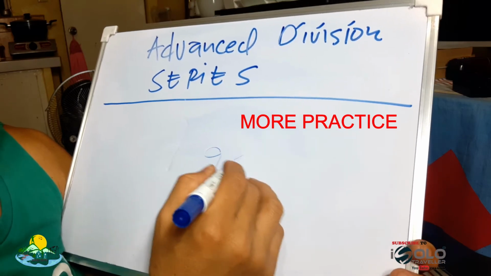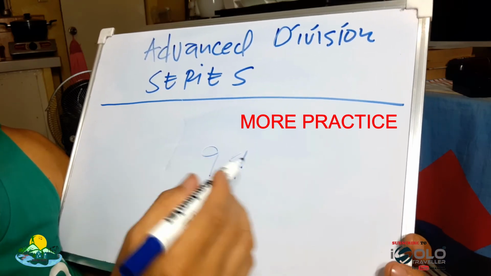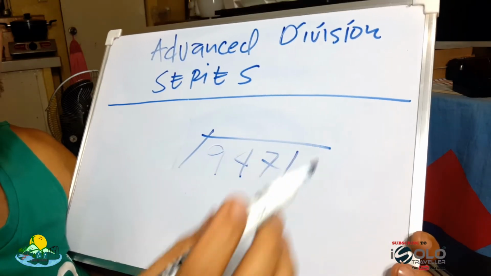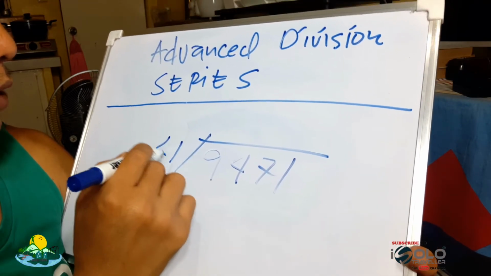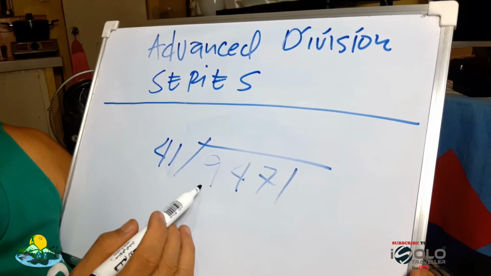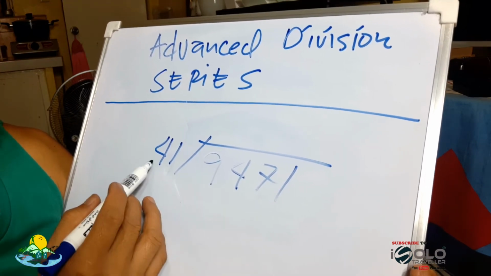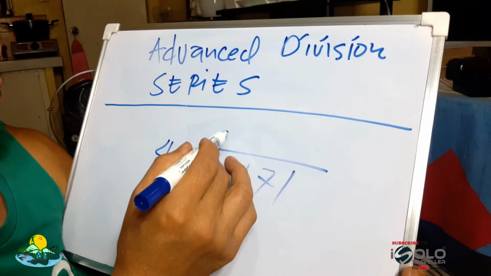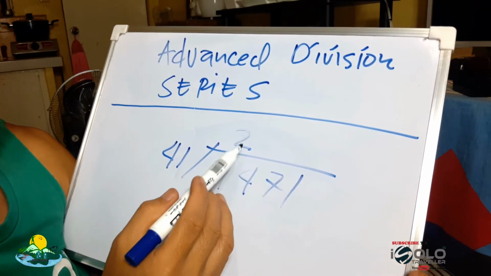9, 4, my pen is not really cooperating. 7, 1 divided by 41. 9 divided by 4. How many 4 can we get from 9? 2. Now multiply this together.